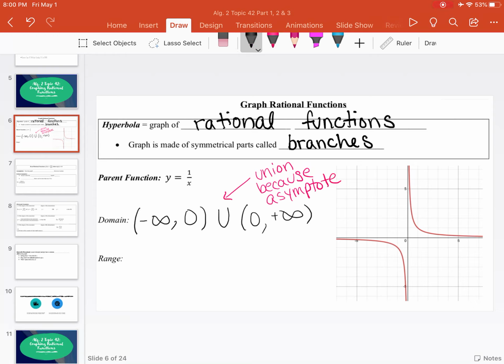Now remember, the range is all of the y values. If I look at my y-axis, I start at negative infinity, and as I'm increasing and increasing, I'm approaching 0, but I never actually touch it. However, on the other part of the graph, I start at 0 and then approach positive infinity. So again, here is why we're dealing with a union. And because my graph doesn't specifically include 0, that is why we have parentheses.